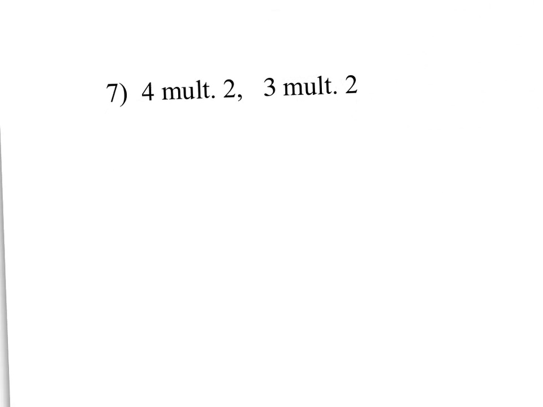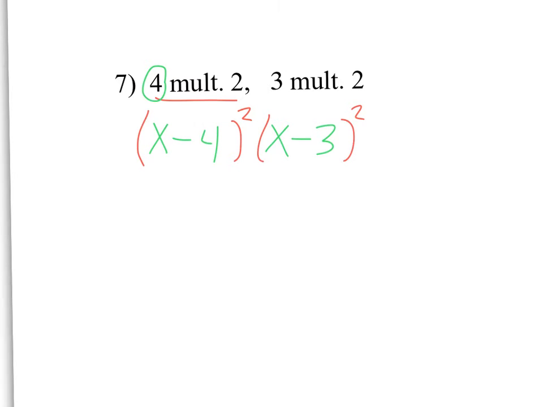I'll also talk about number 7, because here we have multiplicity. Multiplicity 2 means that whatever this factor is, it's going to be squared. Same for this guy. Multiplicity 2, that's going to be a squared factor also. That's just a reminder that multiplicity can help us determine what's going on in a function. Okay, if we've got 4, that's going to be x minus 4, and if we've got 3, that's going to be x minus 3.